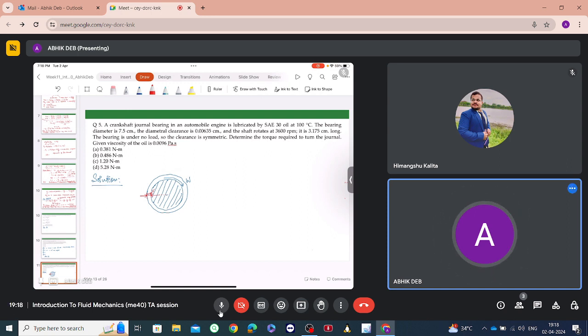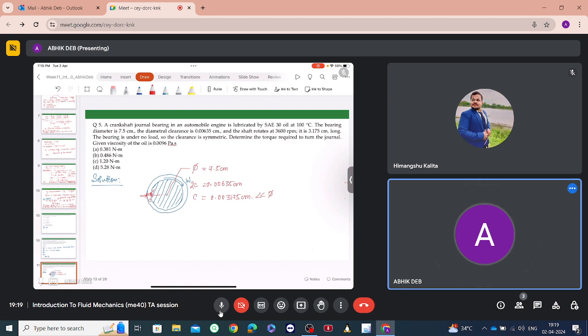Now since this diametral clearance, which is, let's say, c, and the diameter is phi, is equal to 7.5 centimeter, whereas twice c is equal to 0.00635 centimeter. So c is equal to 0.00317 centimeter, which is very less than phi, or the diameter.